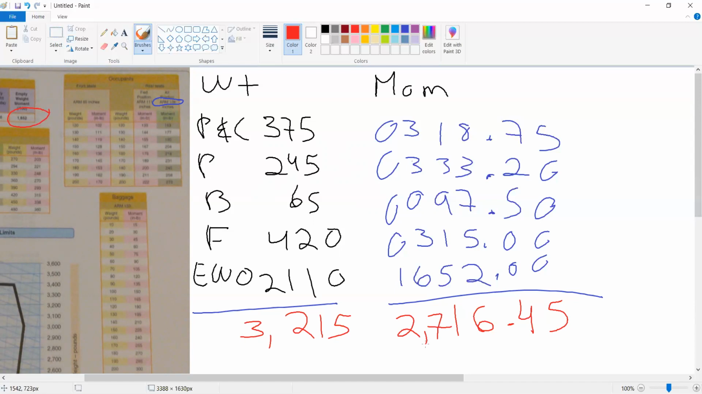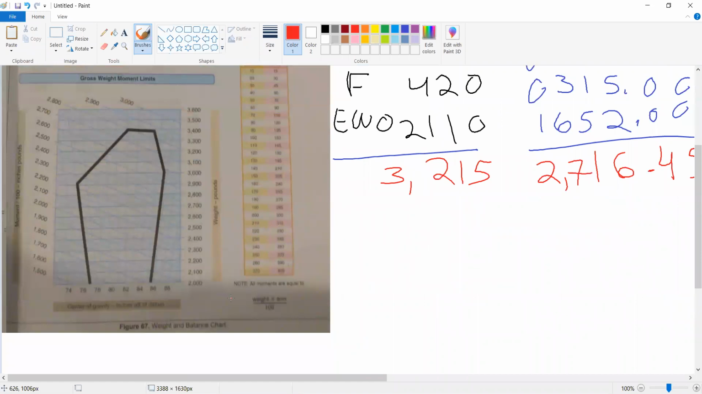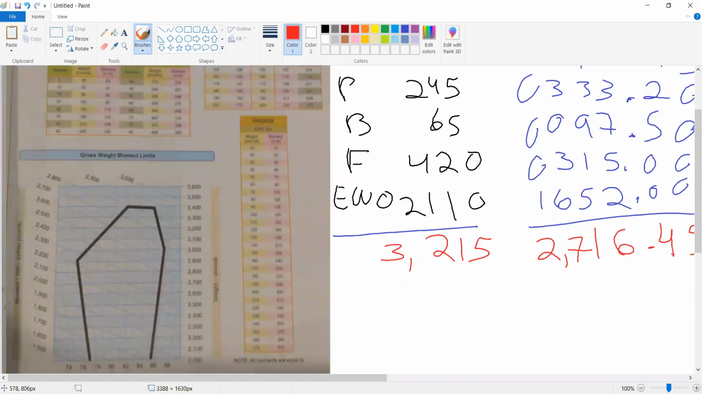So we need to find out what is the max limit of the aircraft. To determine that, we have to go over here. And it says right here, the max limit in pounds of the aircraft, not the moment, is 3,400. So that's our key number. All we have to do is subtract these numbers from each other and take the absolute value, and that will be our answer.